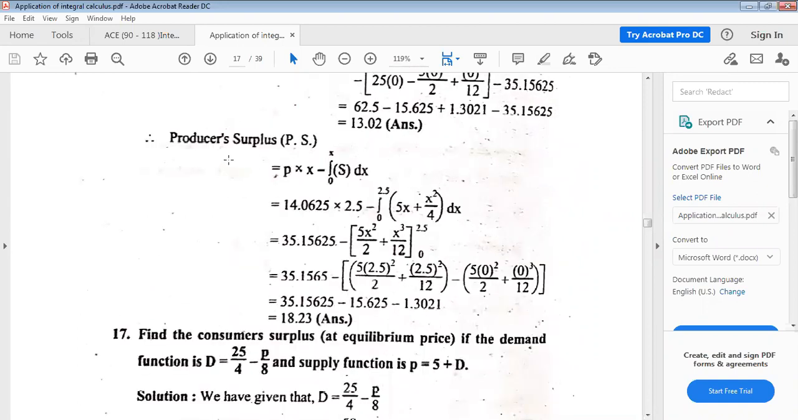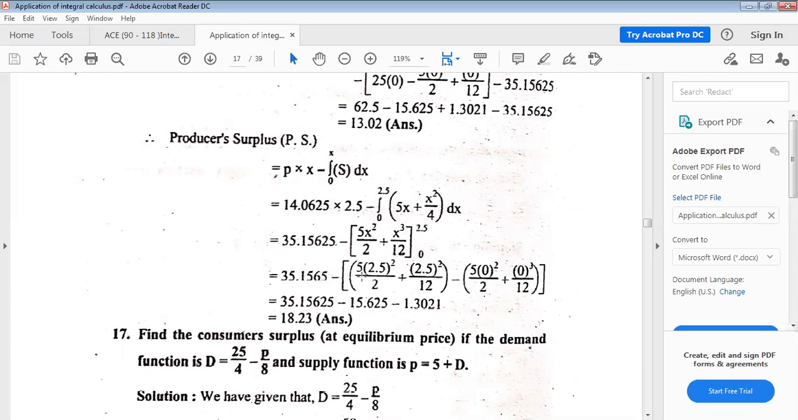Similarly, we know what the producer surplus will be: PS equals P naught X naught minus the integral from 0 to X naught of the supply function into dx. So P naught X naught, just putting the values, we get 14.0625 multiplied by 2.5. The supply function is this. Now integration with respect to x: x square by 2, and the x square integration is x cube by 3, that means 3 times 4 is 12. Putting the limit within the bracket 0 to 2.5, this multiplication with 2.5 gives 35.15625.